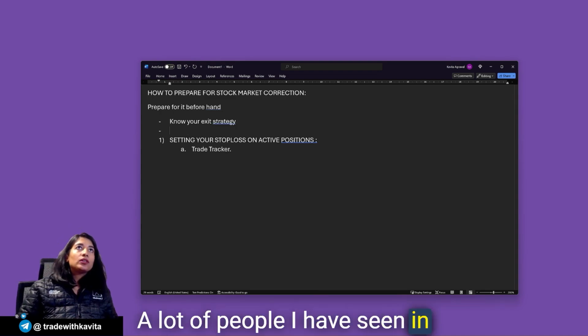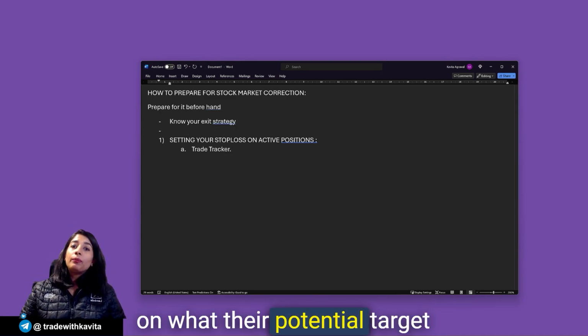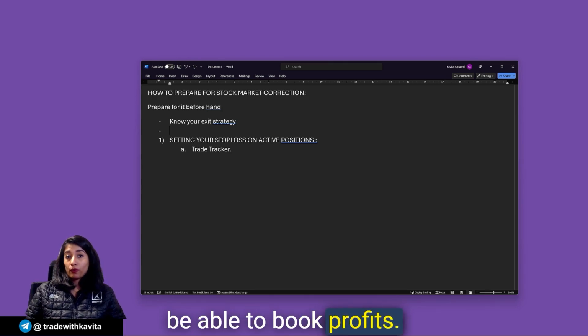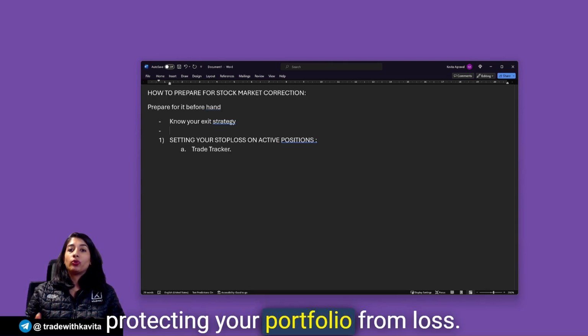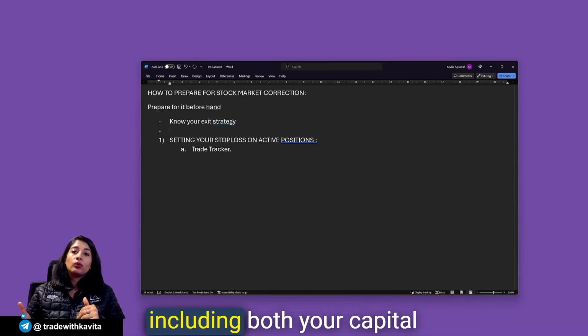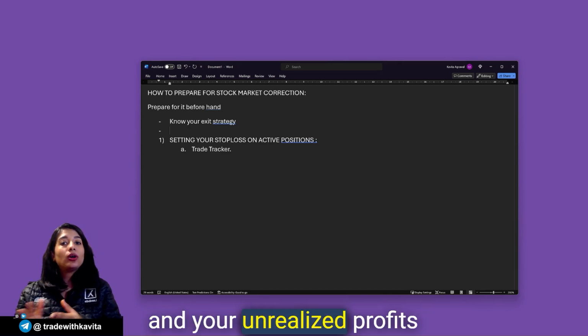See, a lot of people I have seen in the market will focus more on what their potential target should be, where they should be able to book profits. But that is not the right mindset in the market. You need to focus more on protecting your portfolio from loss. When I say portfolio, I am including both your capital and your unrealized profits.